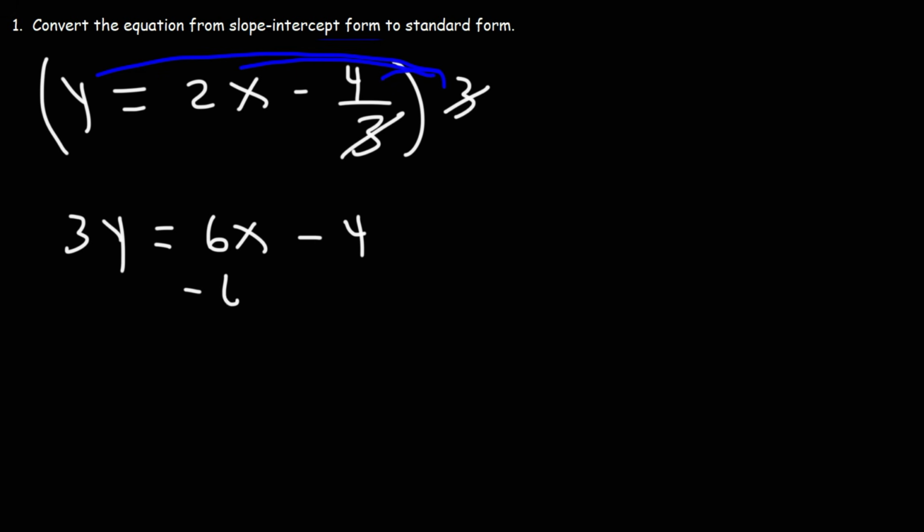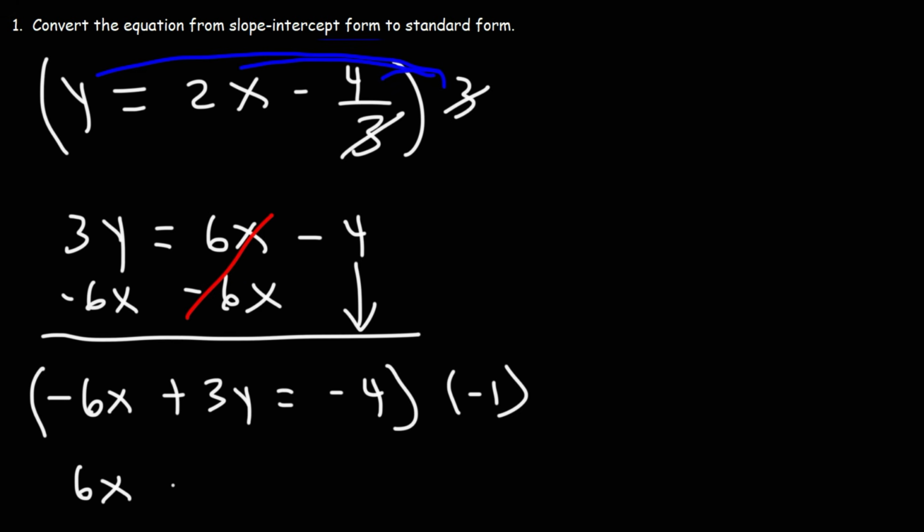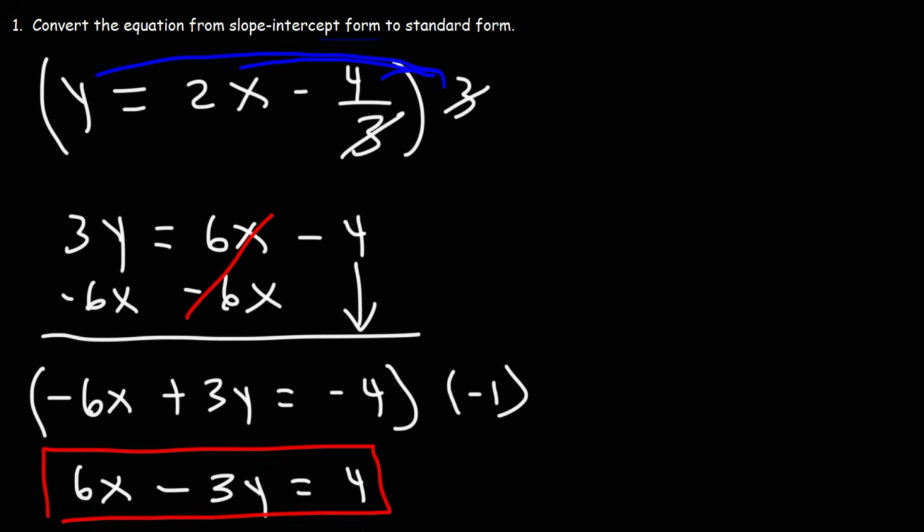Now let's subtract both sides by 6x. So that's going to disappear. We're going to have -6x plus 3y is equal to, and then we'll bring down the -4. Now let's multiply everything by -1. So this is going to be positive 6x minus 3y is equal to positive 4. And that's it. 6x minus 3y is equal to 4.